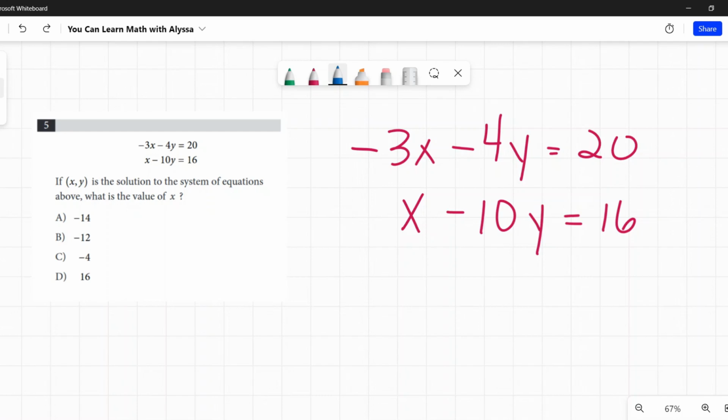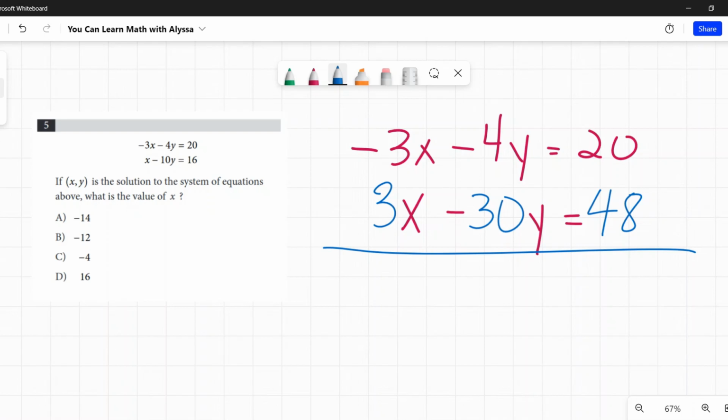When I multiply this first one by 3, I get 3x. When I multiply negative 10y by 3, I get negative 30y. When I multiply 16 by 3, I get 48. Right, so next step in elimination is we're going to add all of them together. Negative 3x and 3x, they cancel out. They're gone. Yay! Negative 4y and negative 30y together are negative 34y. And then 20 plus 48, 68.